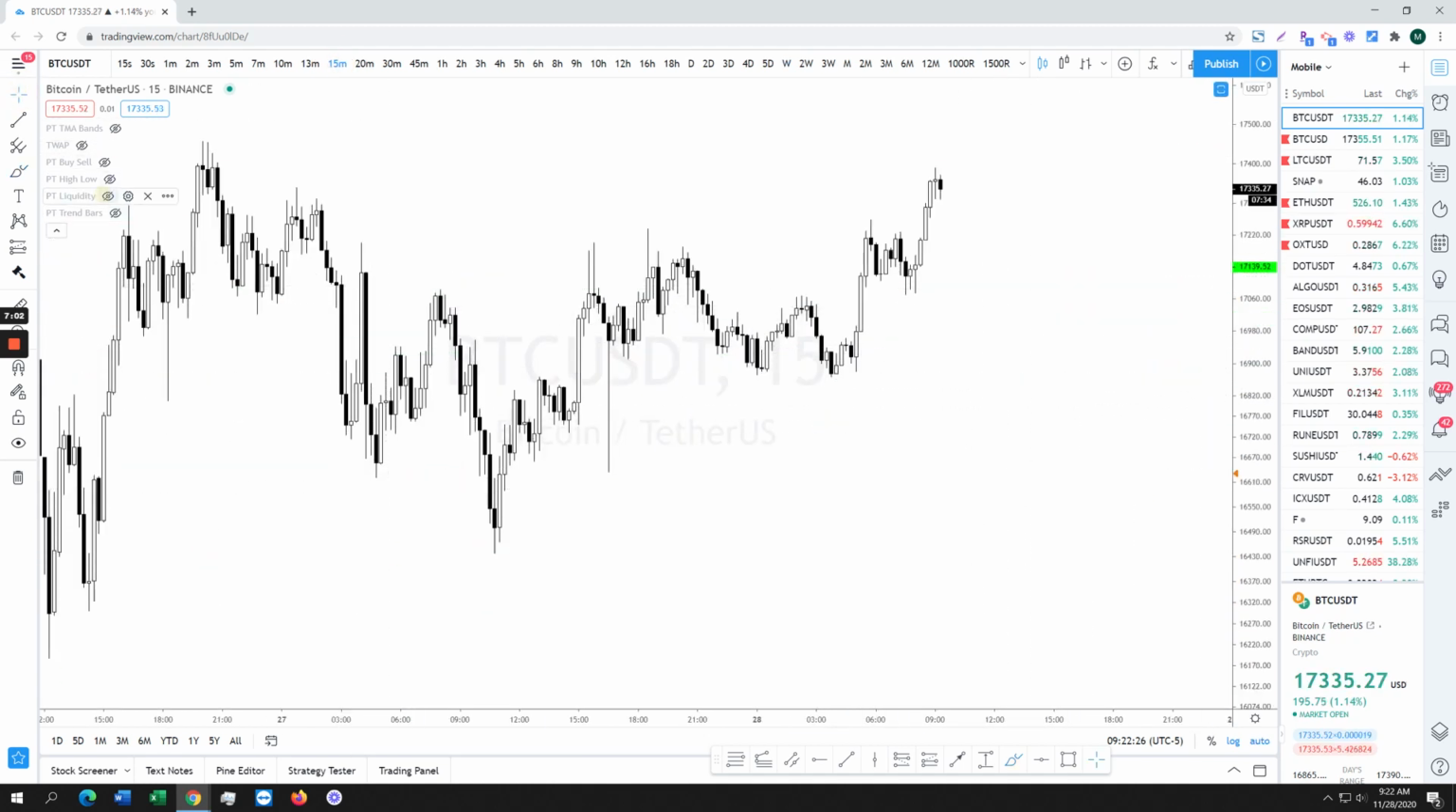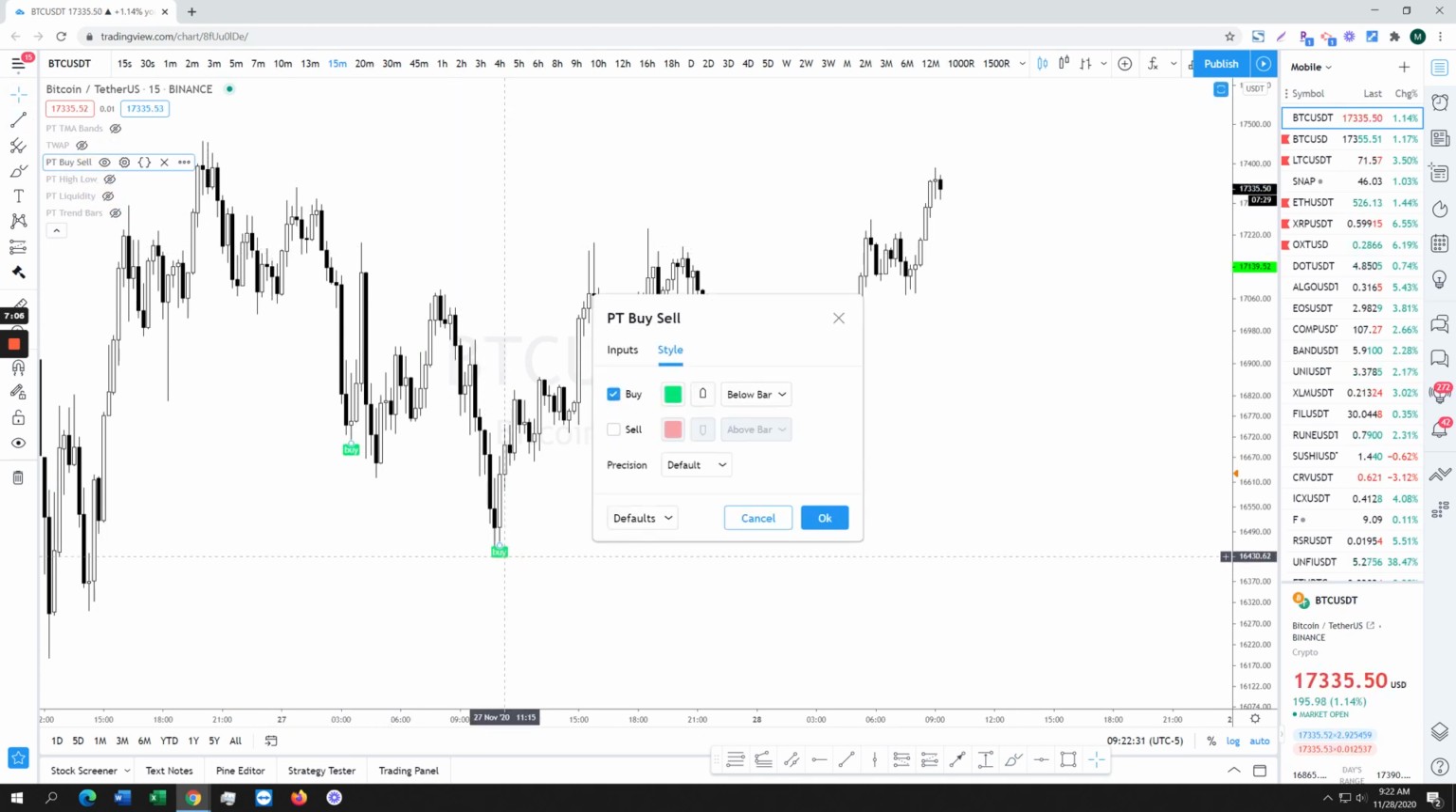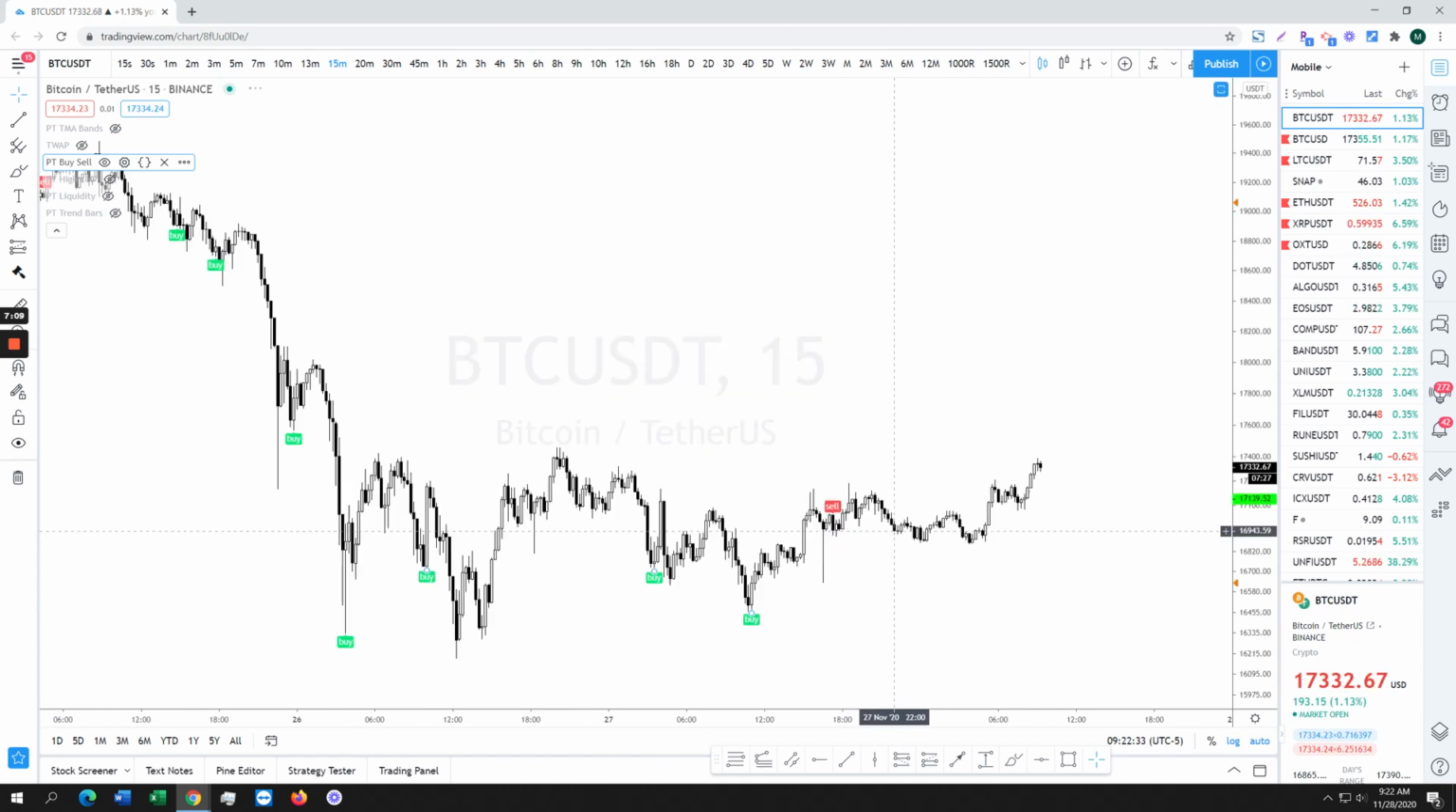Next, closes. Buys and sells. One of the best buy and sell indicators in the market. Hands down, I'm not going to lie to you. You're not going to find a better one. You know why? Because this isn't a cross. This isn't basically an MA cross or a MACD cross.